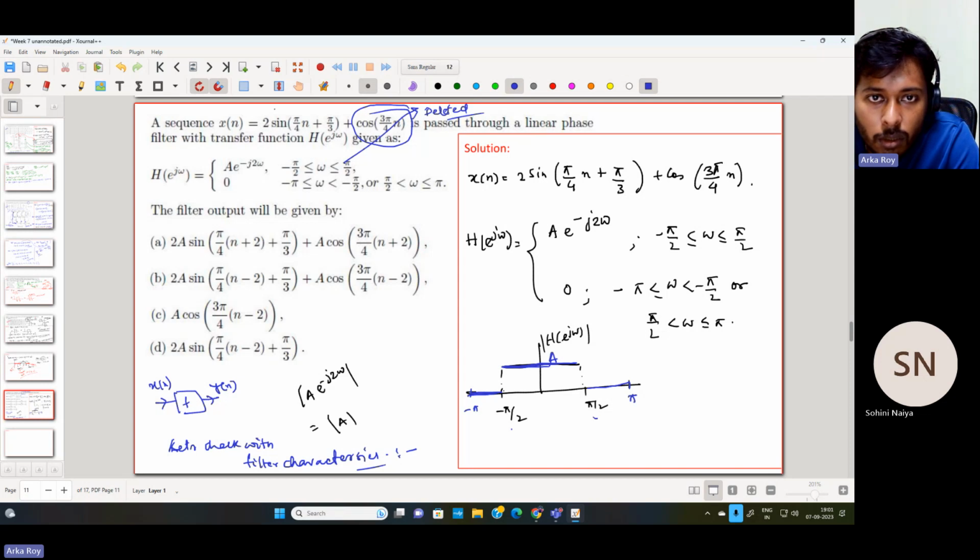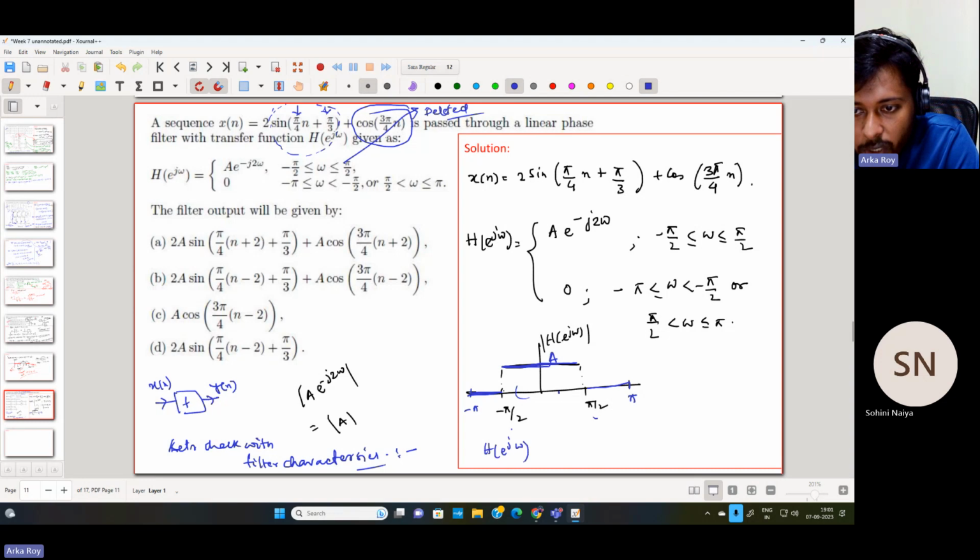So now I need to just worry about what will happen with this particular sine pi by 4 n. This is a phase added with this, so we'll not bother about phase as far as the passband is concerned. In this passband, this particular frequency is lying. So pi by 4 is inside this particular passband. That means this sine pi by 4 n signal component will be passing through this filter response.